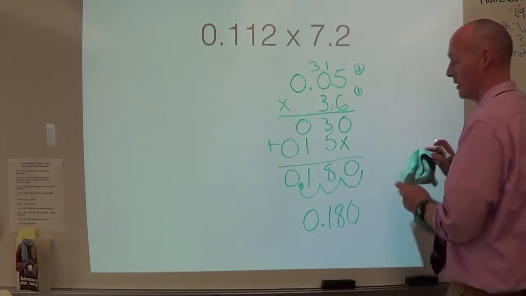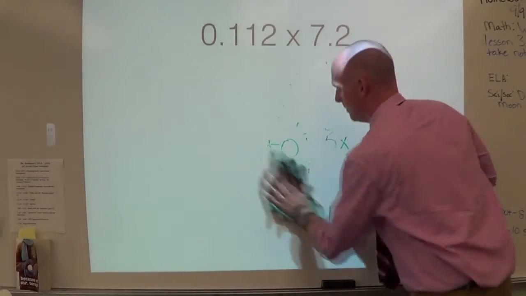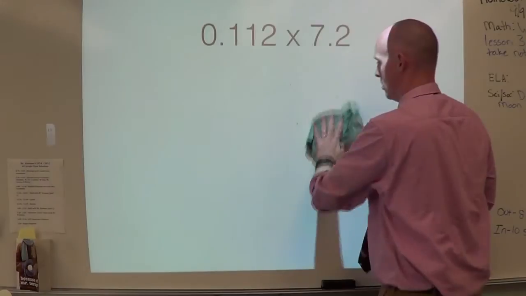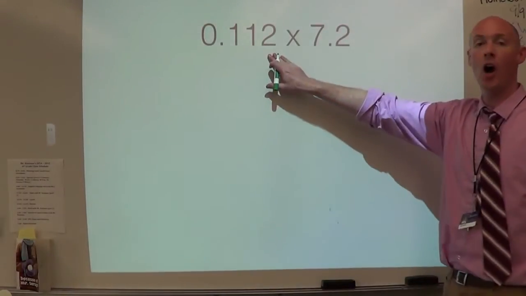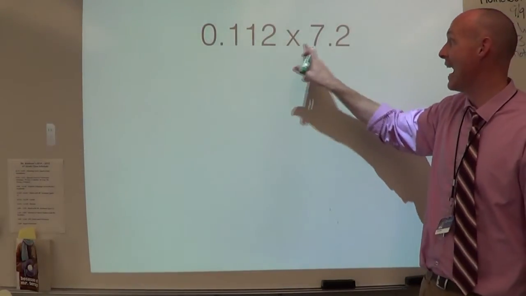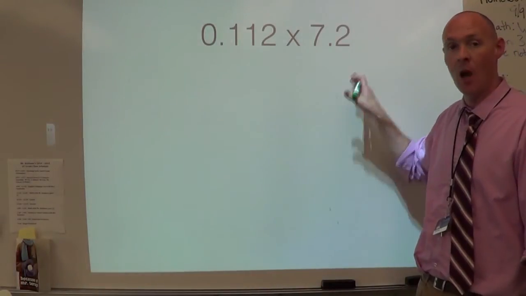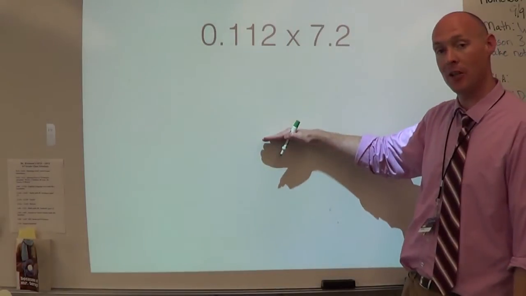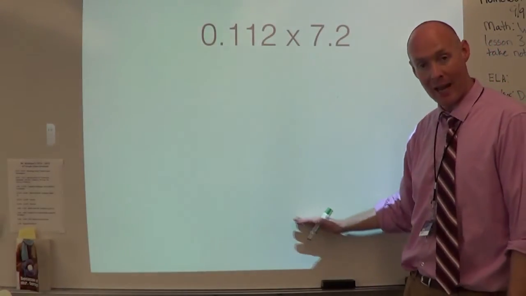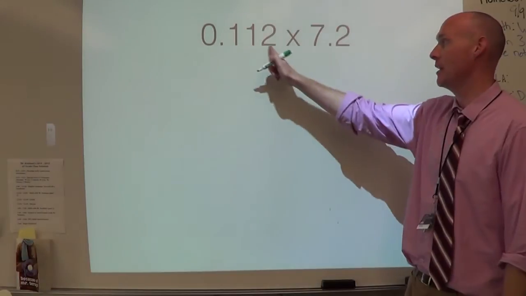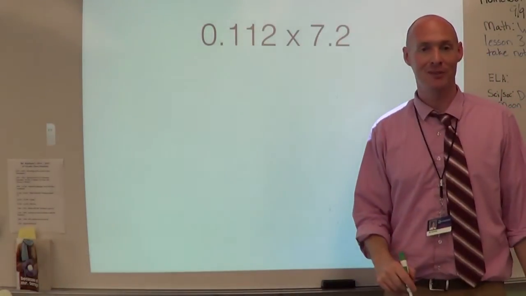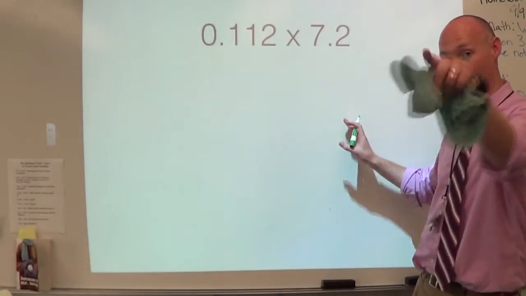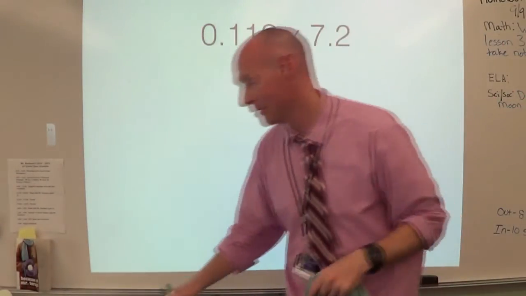This one is 112 thousandths times 7 2/10. Okay, this time I want you to go through the steps. Set it up like it was a normal multiplication problem. Multiply as normal. Then count the decimal places and move it that many times. Ready? Pause the video, try it on your own. We'll talk about it in class. But I got more.